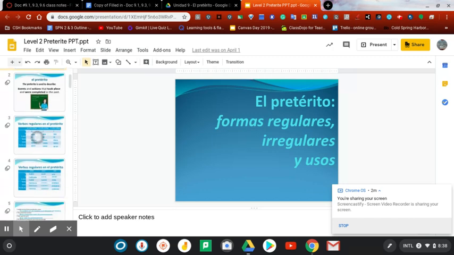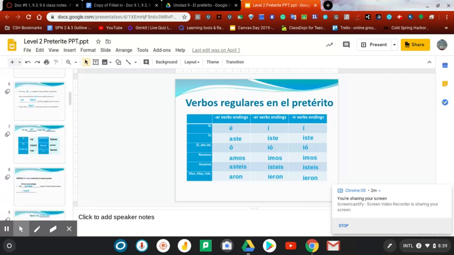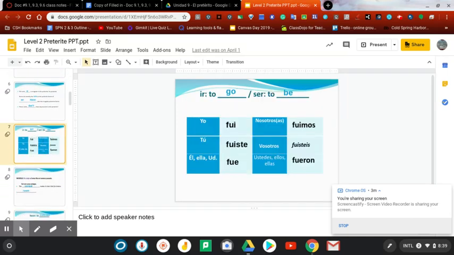Again, you have your preterite regular endings, é, aste, ó, amos, asteis, and aron. And your er and ir endings are the same: í, iste, ió, imos, isteis, and ieron. And if you notice, we have accents on the e and the i for the yo form and the o's in the él, ella, usted form. The next part, you had some irregular verbs like ir, to go, and ser, to be, but the conjugations were the same. Fui, fuiste, fue, fuimos, fuisteis, and fueron.